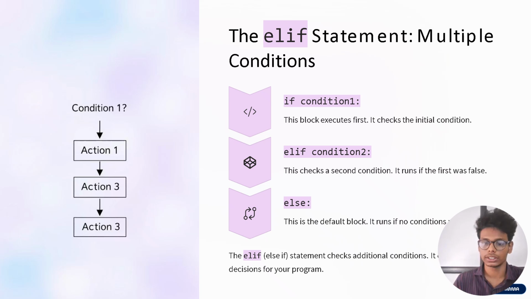And coming to the else condition, this is the default block. It runs if none of the conditions above are satisfied. It means if the if condition and elif conditions are false, then only the else condition will be executed. The elif statement, or else if statement, takes additional conditions. It takes decisions for your program.